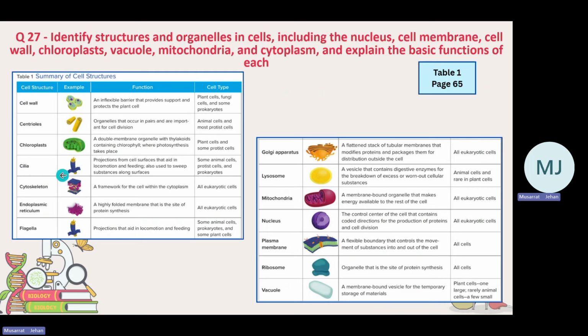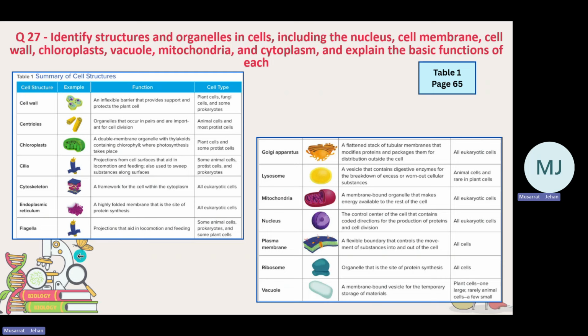They help in locomotion, in movement of unicellular organisms, and also they sweep to remove substances along the surfaces. Found in animal cells, protists, prokaryotes. Cytoskeleton we've discussed. Endoplasmic reticulum we've discussed.